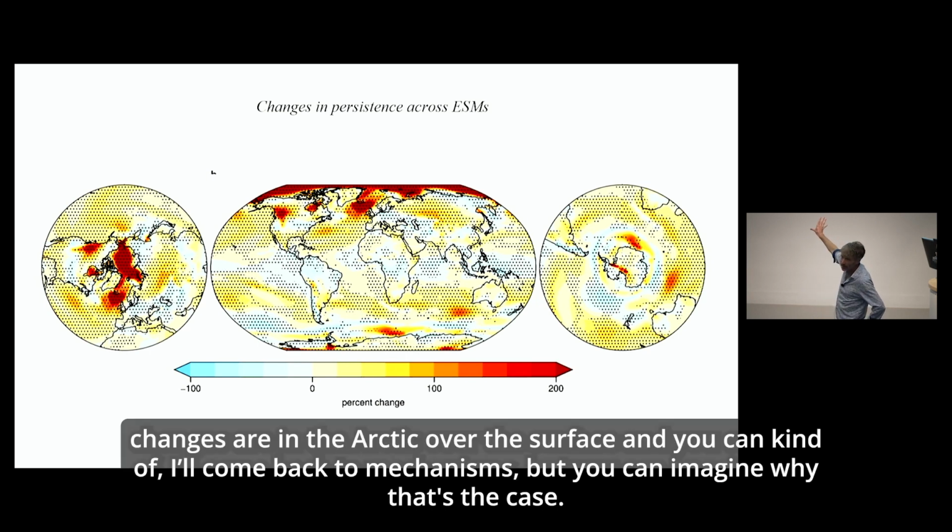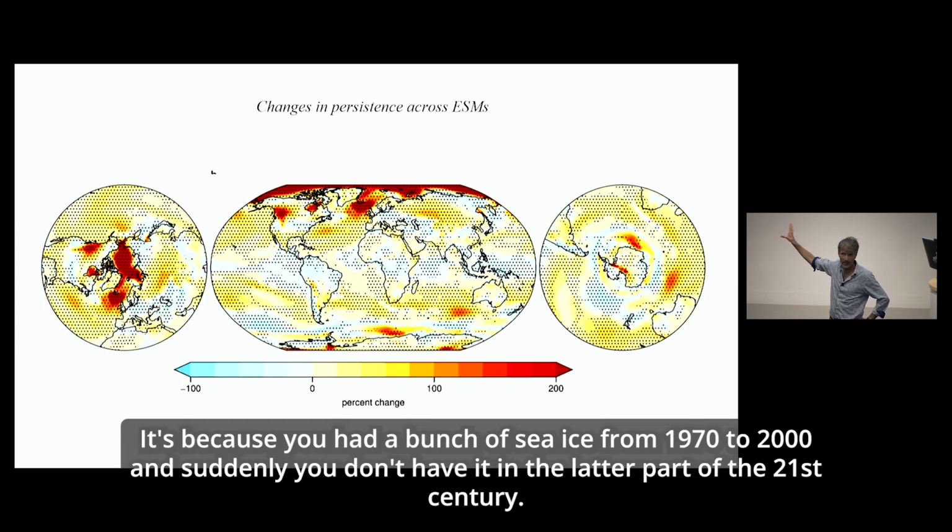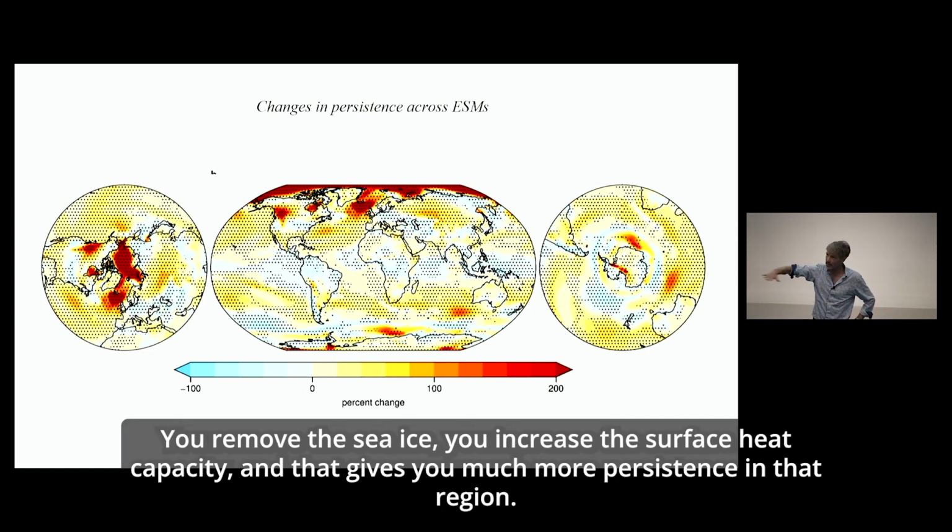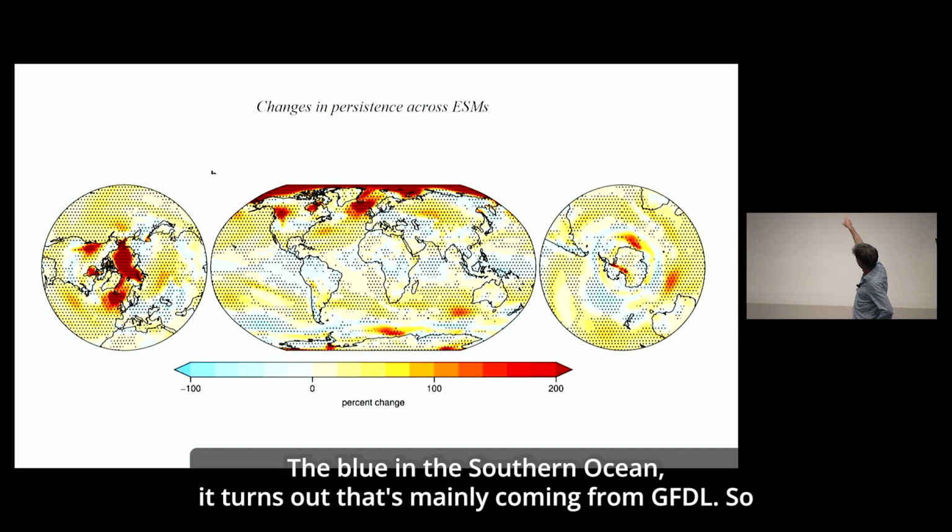The most robust changes are in the Arctic over the surface, and I'll come back to mechanisms, but you can imagine why that's the case. It's because you had a bunch of sea ice from 1970 to 2000, and suddenly you don't have it. In the latter part of the 21st century, you remove the sea ice, you increase the surface heat capacity, and that gives you much more persistence in that region. The blue in the Southern Ocean, it turns out that's mainly coming from GFDL.